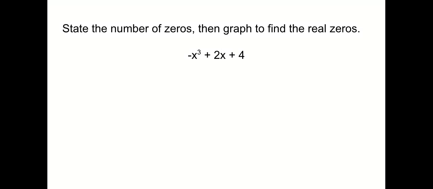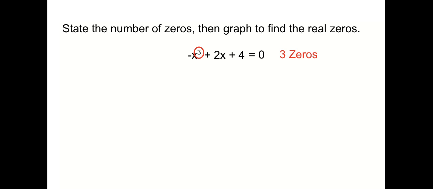Now do the same thing. Let's state the number of zeros, and then we're going to graph to find the real zeros. The first part: this is just an expression, so how do I find the zeros? I set it equal to 0, so now I have an equation where I can find the zeros. How many zeros are there? It's a power of 3, so there are 3 zeros.